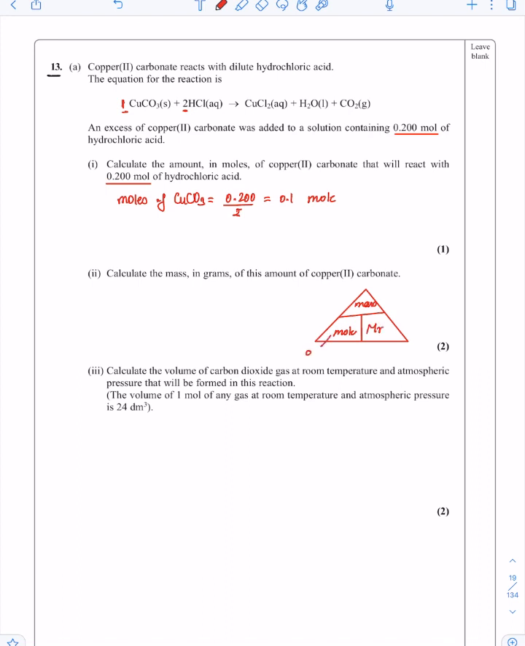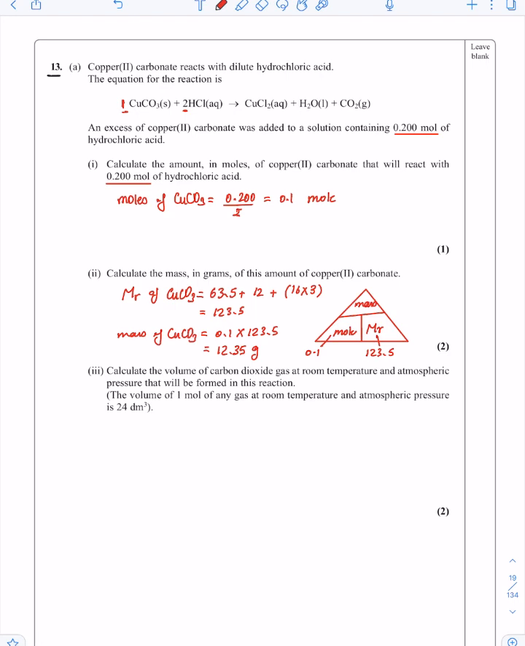I have the moles, 0.1, so I must calculate the Mr of copper 2 carbonate. The Mr of copper 2 carbonate is equal to copper 63.5 plus carbon 12 plus oxygen 16 times 3, all together 123.5. So the Mr is 123.5. The mass of copper 2 carbonate is equal to the moles 0.1 times the Mr 123.5, which gives 12.35 grams.